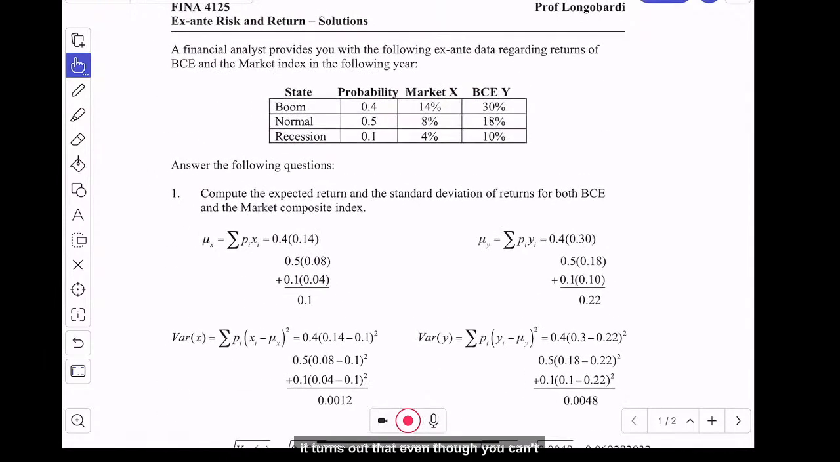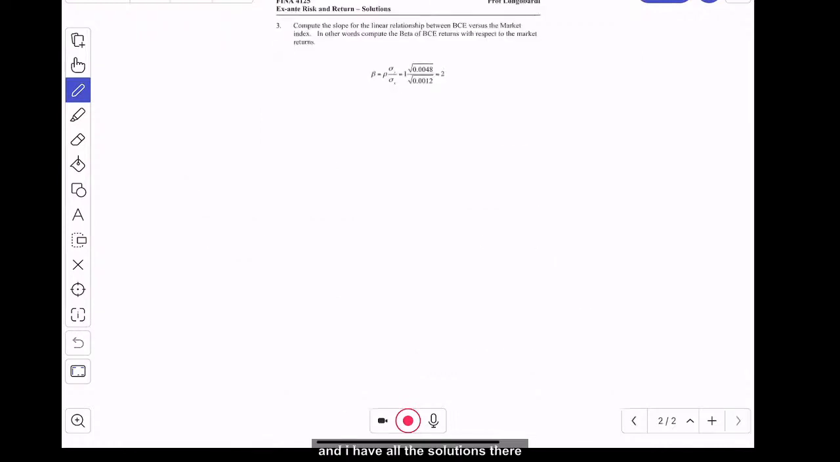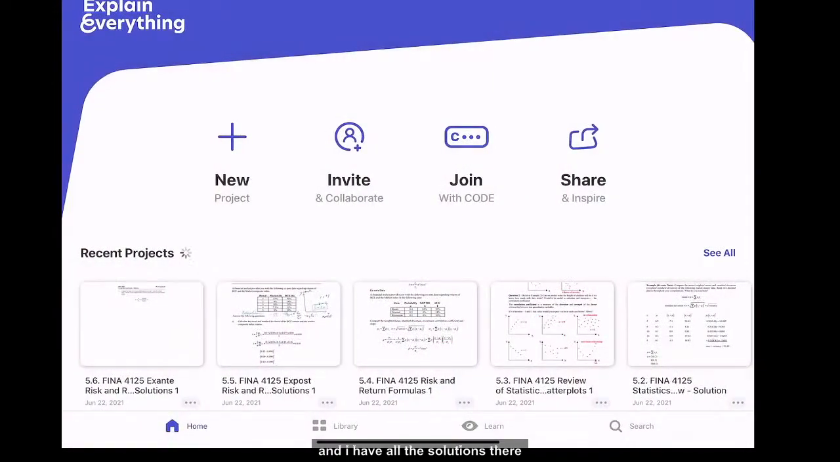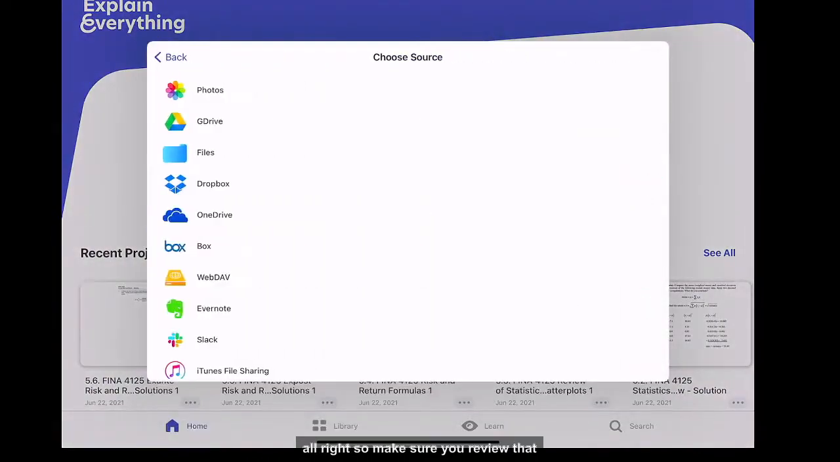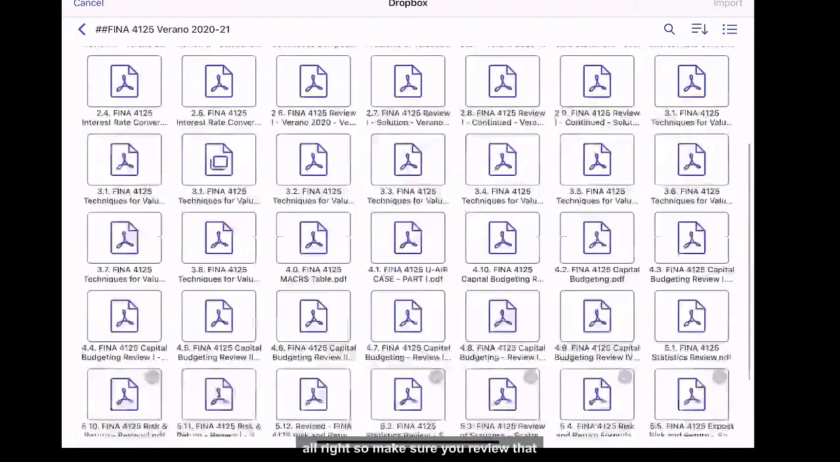It turns out that even though you can't see it directly because it's hard to visualize this with probability, R is equal to 1 here as well, and B is equal to 2. So you go through the process to verify these. And I have all the solutions there. All right, so make sure you review that.